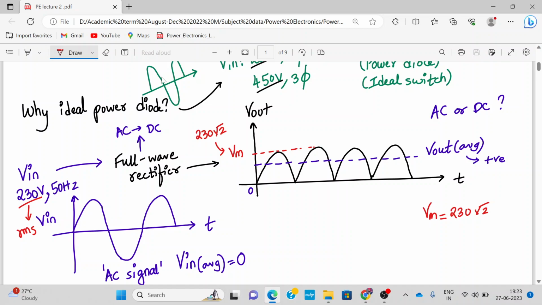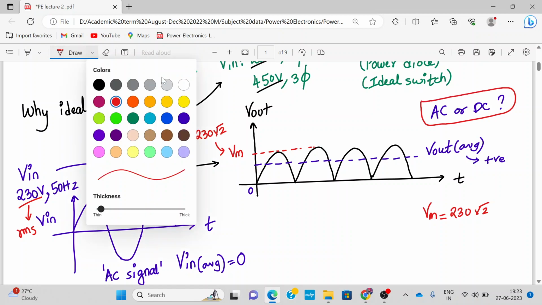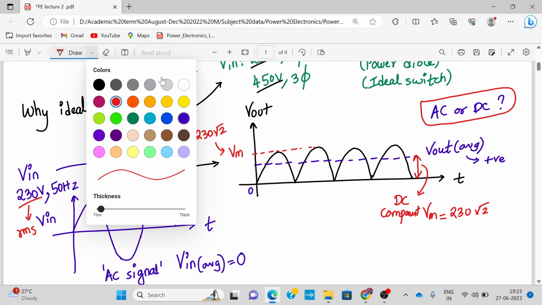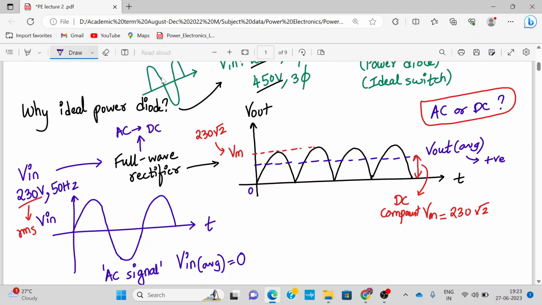All right. So coming back to the question whether this waveform is an AC waveform or a DC waveform. Now, if you see carefully, this part over here, which is the average value, this is my DC signal. This is my DC component in the AC waveform. And what is my AC component? This entire Vm is my AC component.